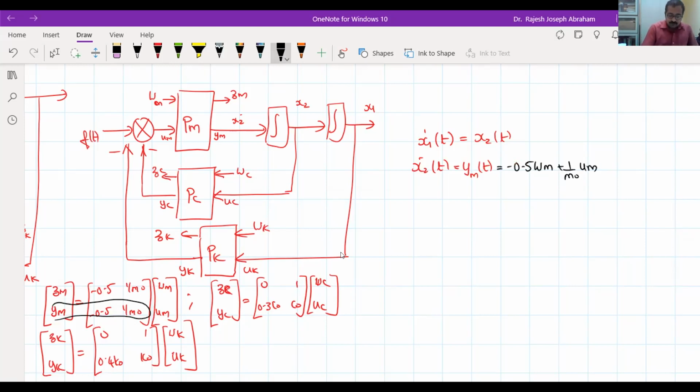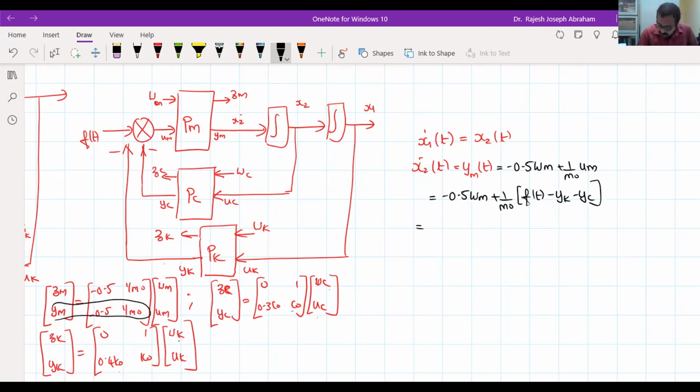Okay, and what is Um? Um is the signal at this point. What is that? F of t minus Yk minus Yc. So I can write this as minus 0.5 omega m plus 1 by m naught into f of t minus Yk minus Yc. Now what is Yk from here? Yk is nothing but 0.4 K naught into Wk plus K naught into Uk. And what is Yc? 0.3 C naught into Wc plus C naught into Uc.